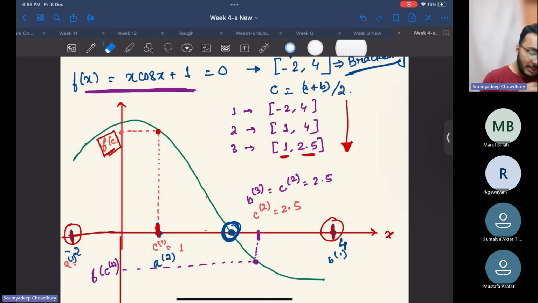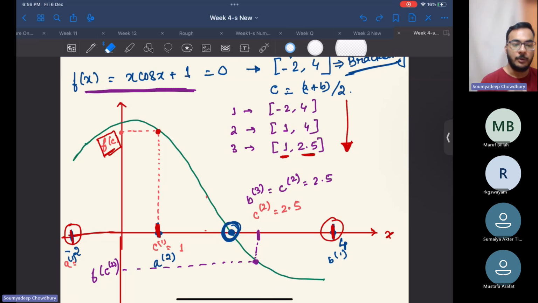However, when you bisect this interval, you have two subintervals now, minus 2 to 1 and 1 to 4. In 1 and 4, you see, at 1 it is positive, at 4 it is negative. So yes, your root can lie between 1 and 4, but not between minus 2 and 1, because your functional value at minus 2 is positive, and at 1 it is also positive. So your root cannot lie between these two points.